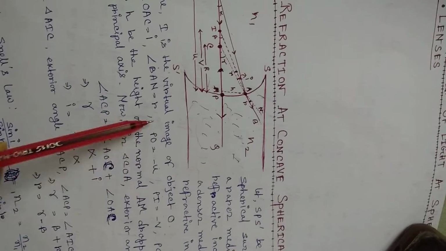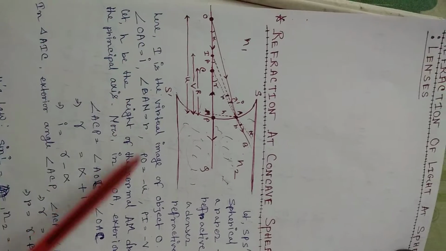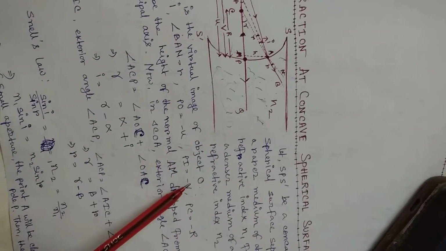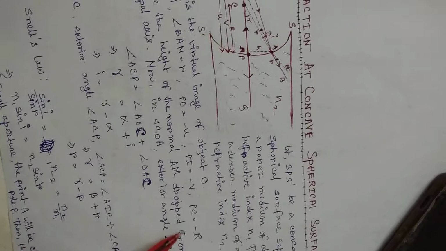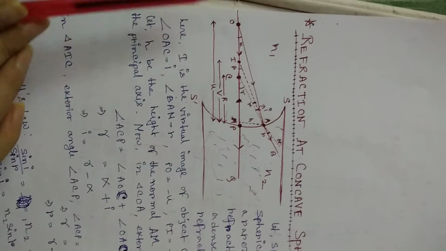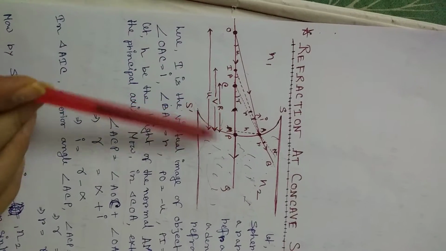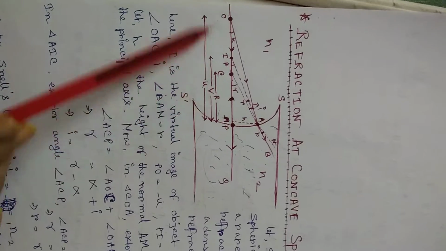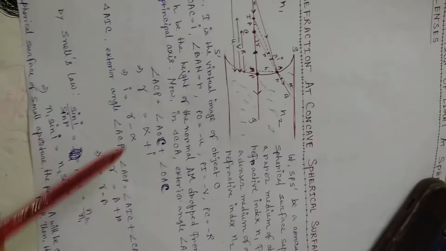Here PO is the object distance, which is minus U, PI is the image distance, which is minus V, and PC is the radius of curvature, which is also minus R, because all measurements have been done along this side, right? Opposite to the direction of the ray. That's why all are negative.